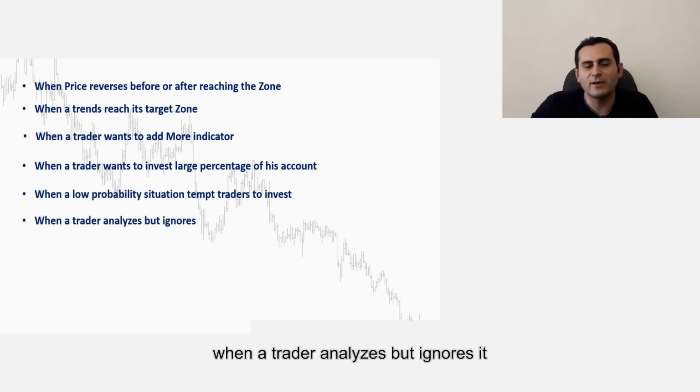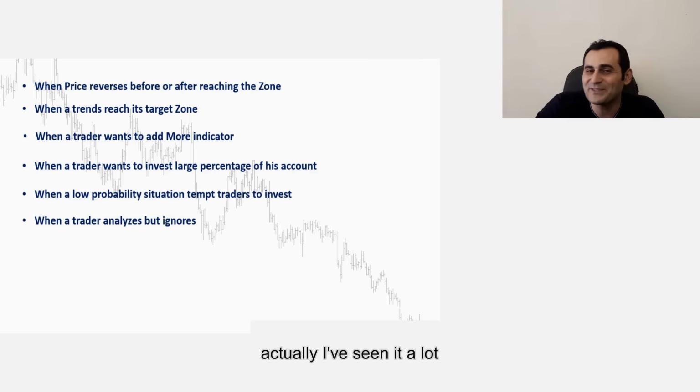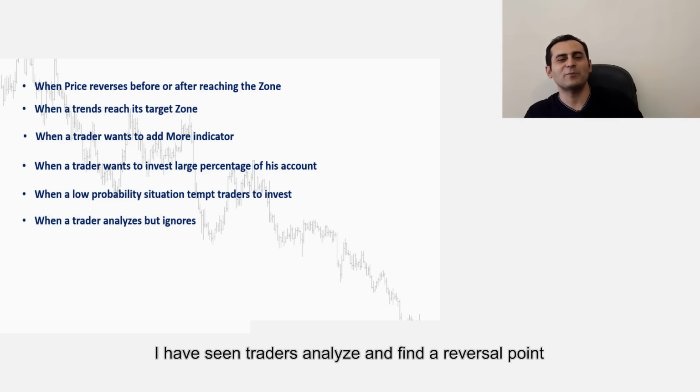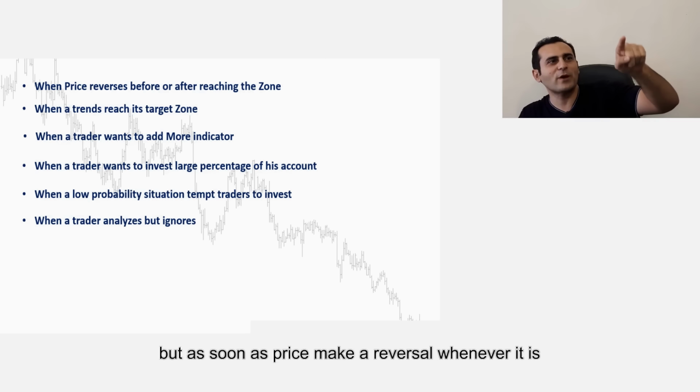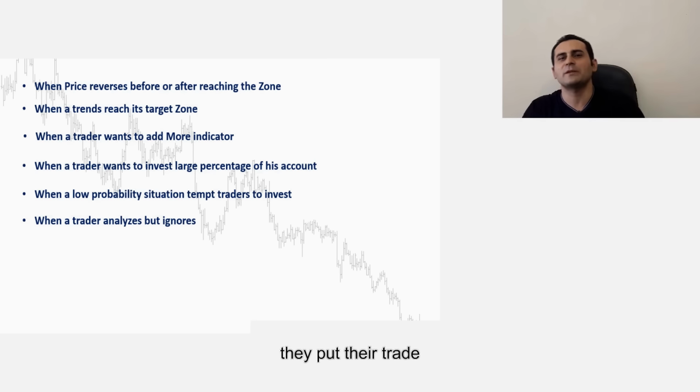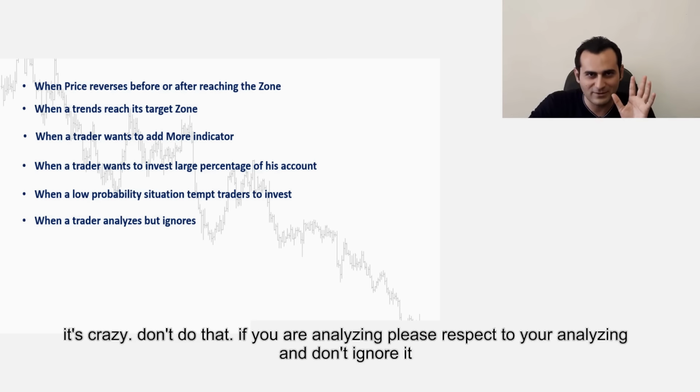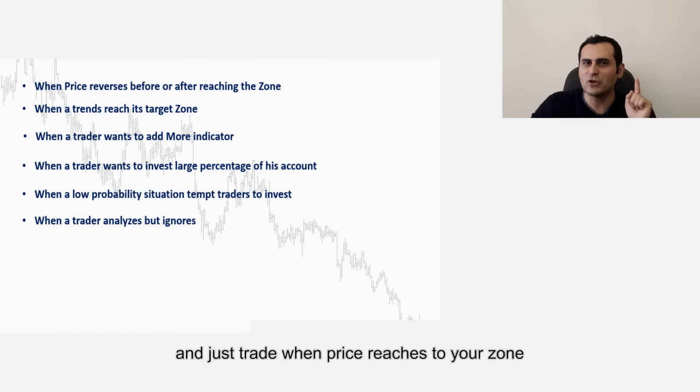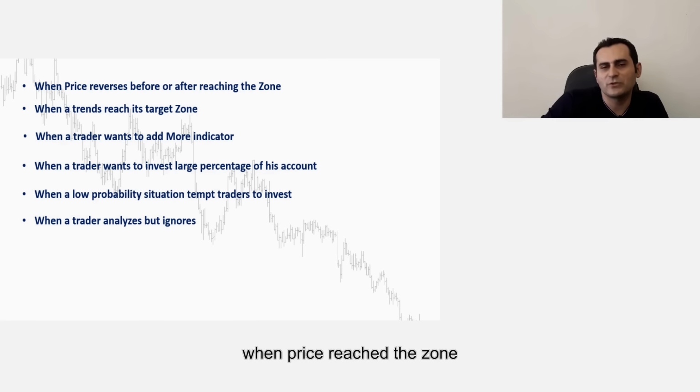When a trader analyzes but ignores it. Actually, I've seen it a lot. For example, traders analyze that this is a reversal point, but as soon as price makes a reversal, wherever it is, they make their trade. It's crazy. Don't do that. If you are analyzing, please respect your analyzing and don't ignore it. And just trade when price reaches your zone. When price reaches the zone.